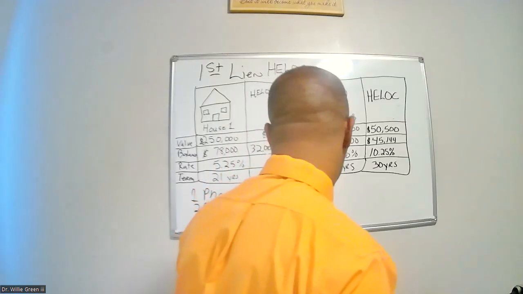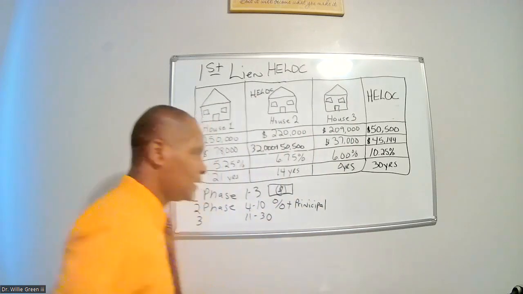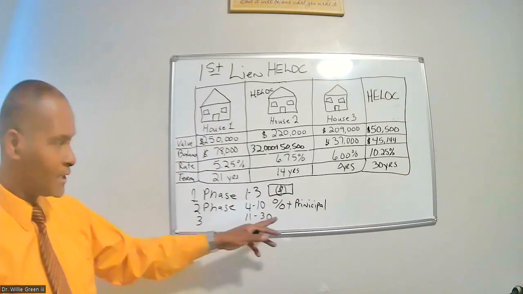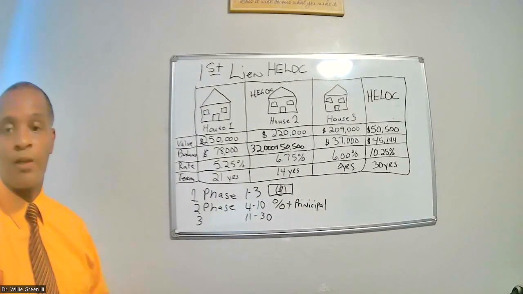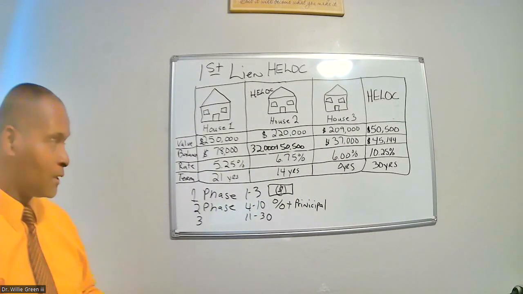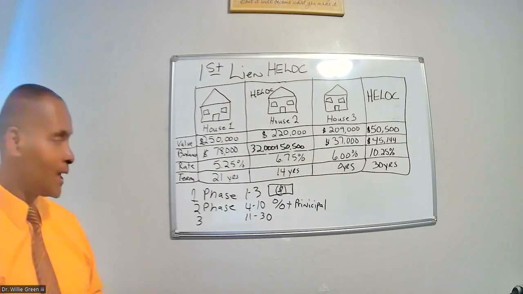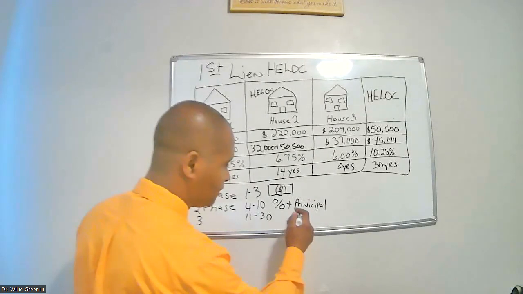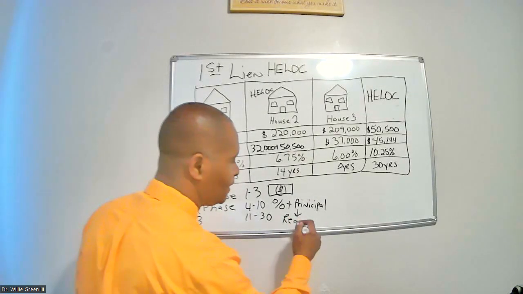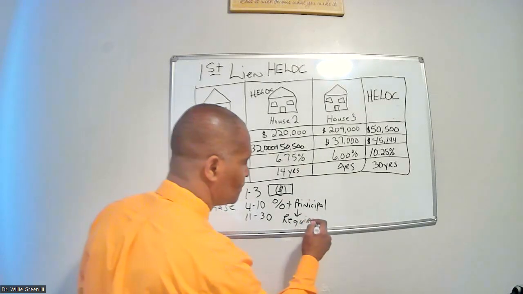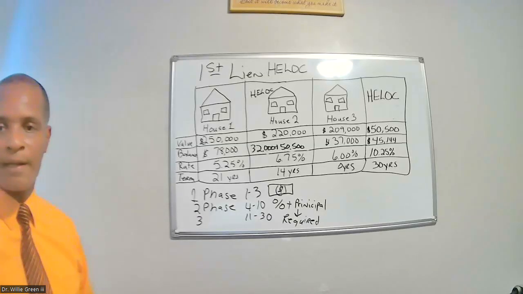Now, in general, in this last period, the last 20 years, I will be required to make the principal payments and then interest on top of that. So it's going to be the same thing here, and it's going to be required. I won't be able to take any money out at all.